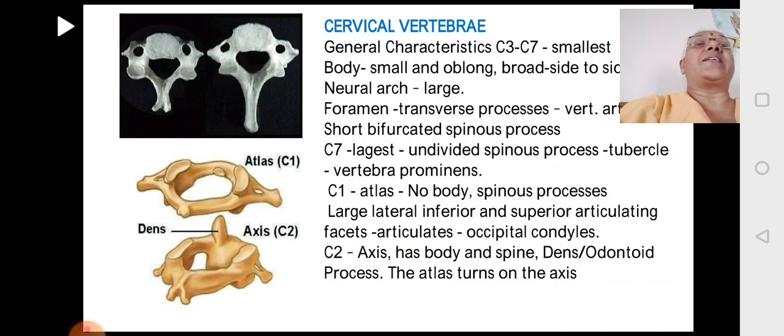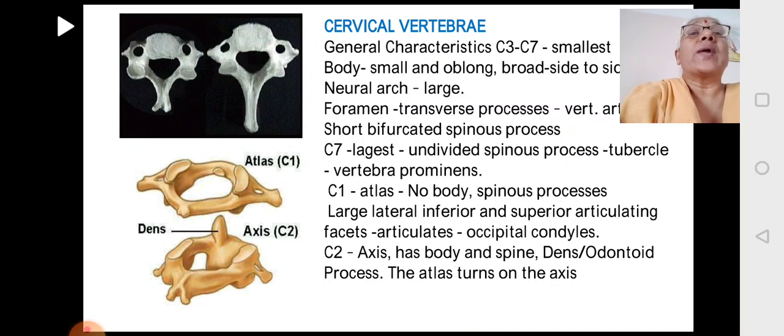So what are the characteristic features of the first cervical vertebra? Body is greatly reduced, spinous process is greatly reduced, neural arch is very big. There are two articular facets to articulate with the occipital condyles. The second cervical vertebra is called the axis. Here the body is present, the spine is present, which is bifid in nature, and it has a small peg-like structure called the dens or odontoid process.